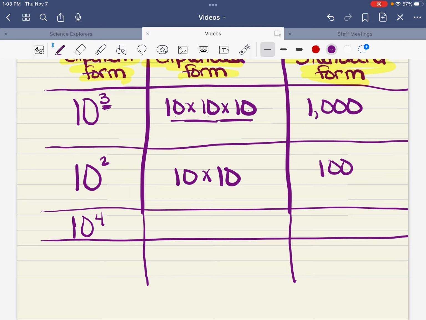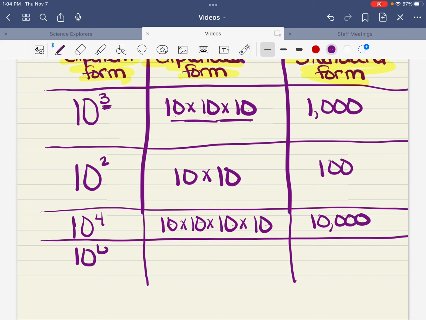What would that look like in expanded form? How many tens are we talking here? The exponent tells us 4. So 10 times 10 times 10 times 10. All right? So if you're using your place value chart, you're saying tens, hundreds, thousand, 10,000. Or 10 times 10 is 100, times 10 is 1,000, times 10 is 10,000. Once again, you're starting to notice a pattern between the number of zeros and the exponent.